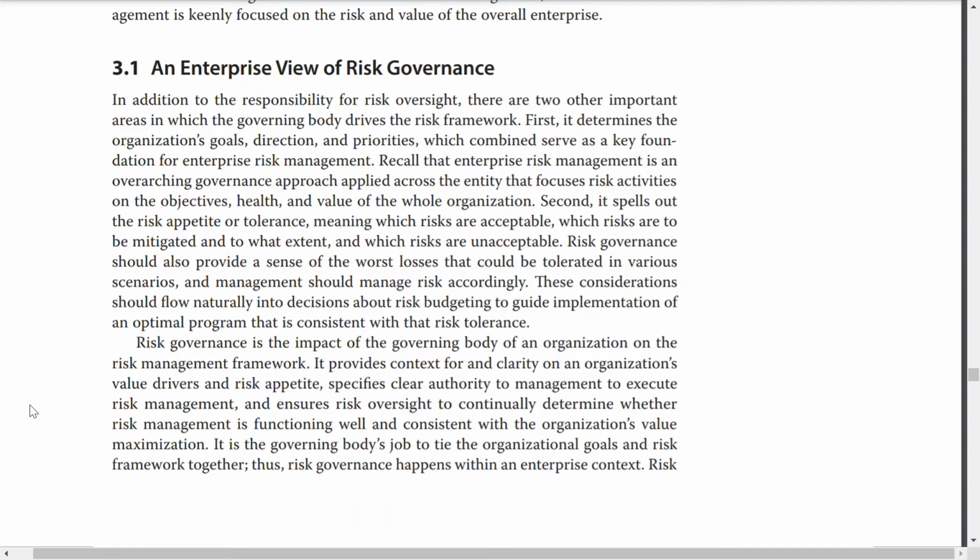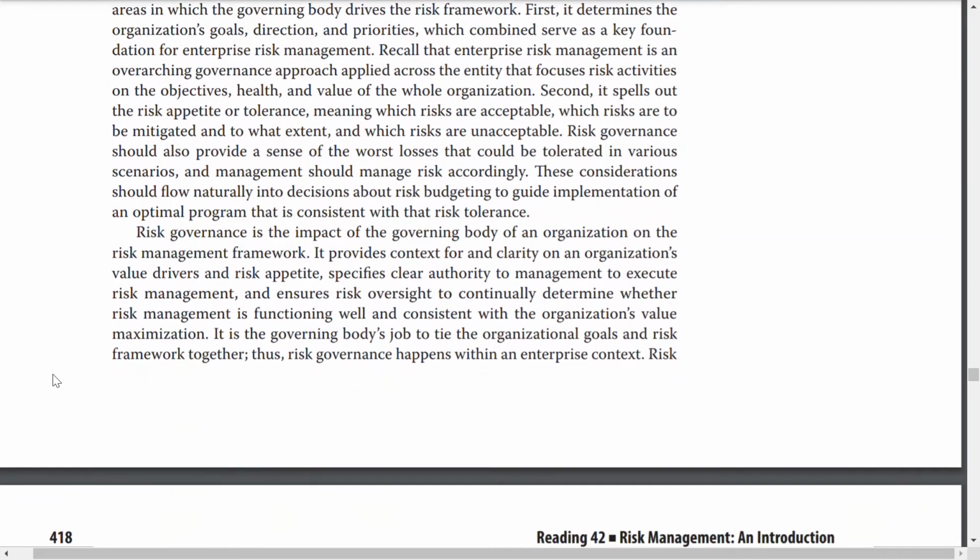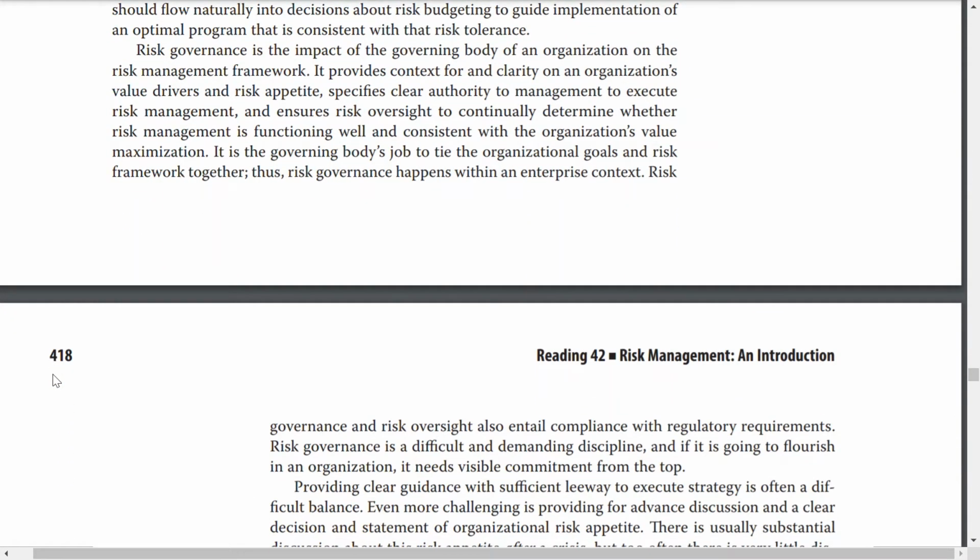Risk governance should also provide a sense of the worst losses that could be tolerated in various scenarios. The management should manage risk accordingly. These considerations should flow naturally into decisions about risk budgeting to guide implementation of the optimal program, and this is consistent with the risk tolerance. Risk governance is the impact of the governing body of an organization under risk management frameworks.